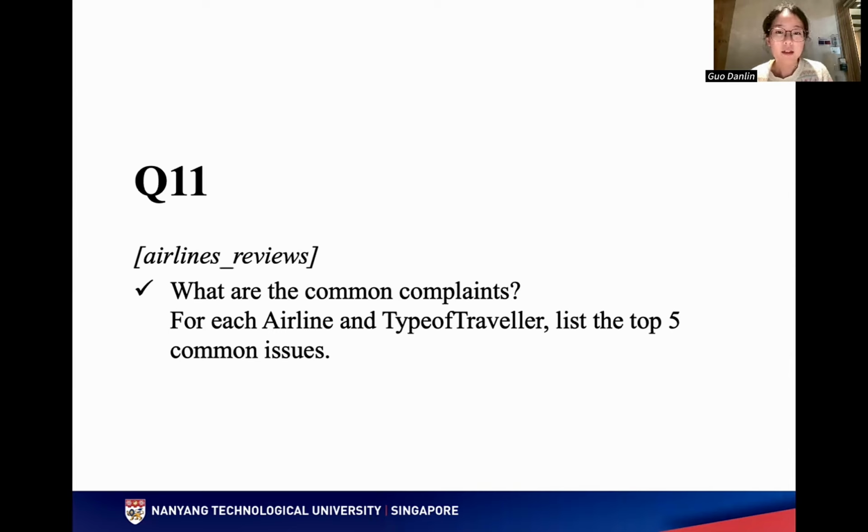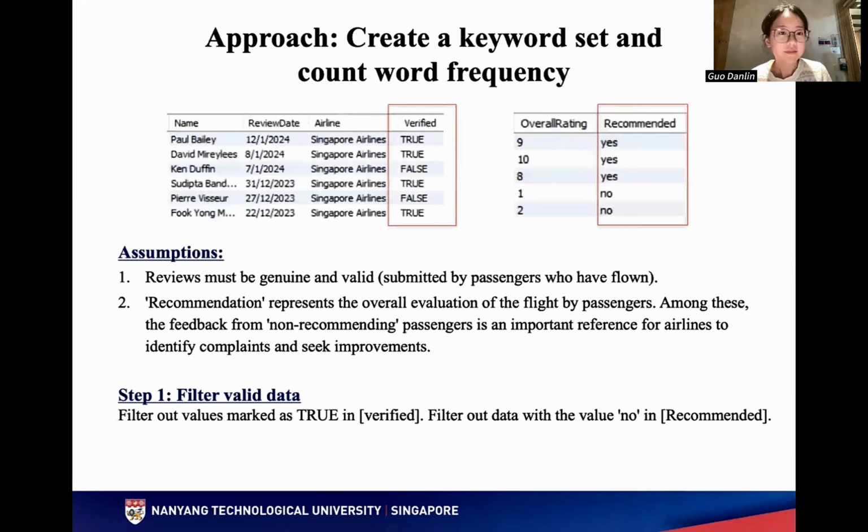What are the common complaints of each airline and type of traveler? List the top 5 common issues. And our approach is to create a keyword set and count word frequency.